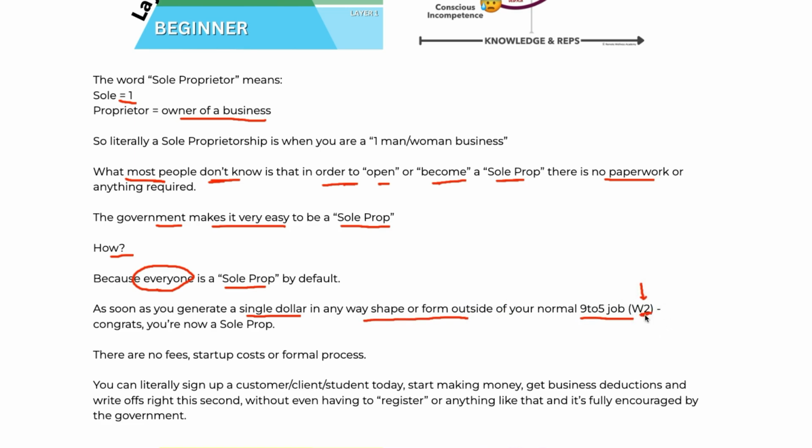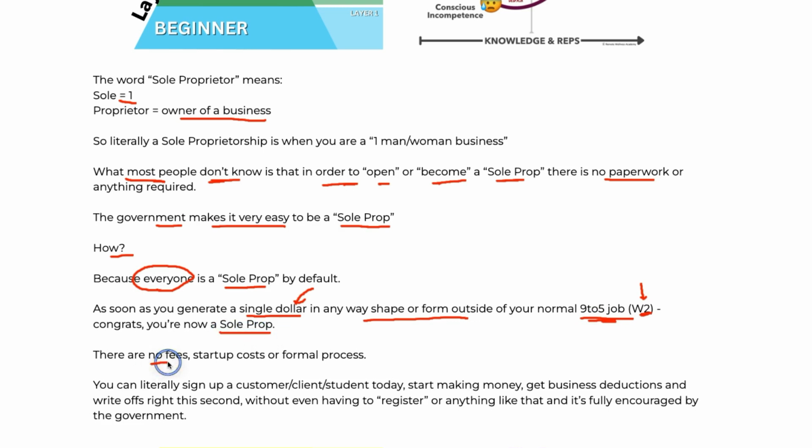You don't need to know that right now; it's just something you'll marinate in and it will become second nature. When I work as an employee at my 9 to 5 job, that's my W-2, which is the tax form. So as soon as you generate a single dollar outside of your 9 to 5 job, congratulations. By default, automatically, you are now a sole prop.